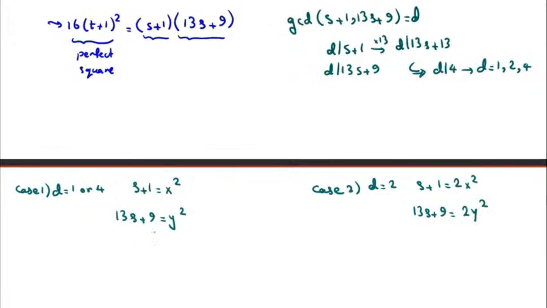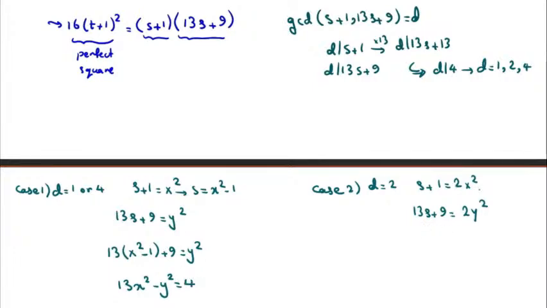Now, let's consider first this case. From here, we conclude s equals x squared minus 1. And if you replace s with x squared minus 1, 13 times (x squared minus 1) plus 9 equals y squared. So 13x squared minus y squared equals negative 13 plus 9, negative 4, so it will be 4.